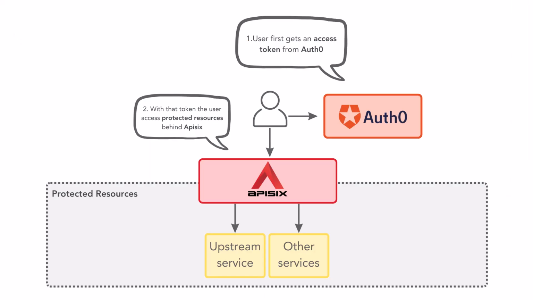This diagram shows how the authentication flow works. Assume that your API consumer sends a request with their credential to APISIX Gateway, and Gateway forwards the credential to Auth0, which returns tokens back to the gateway, and APISIX can route the request with the access token to the protected resources behind the API gateway.